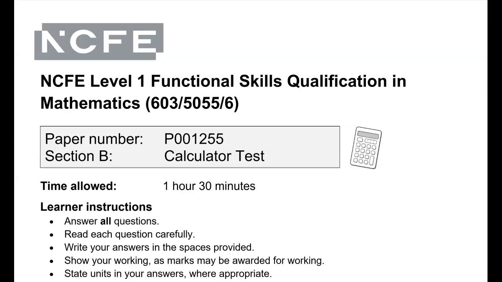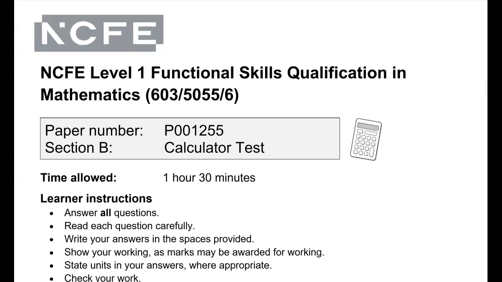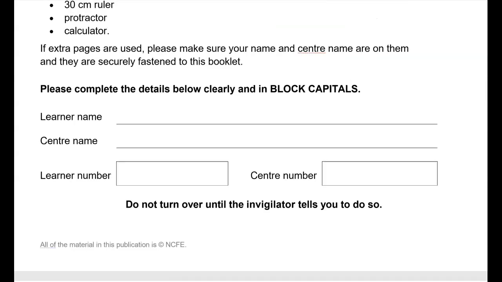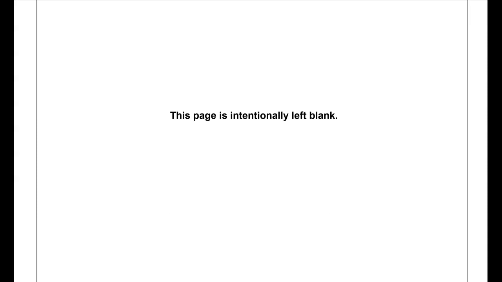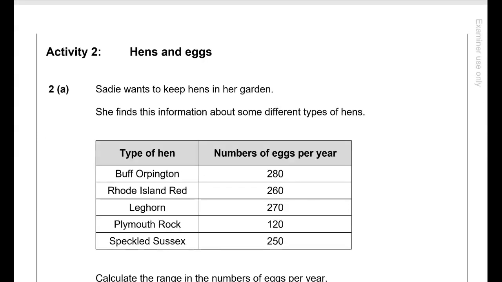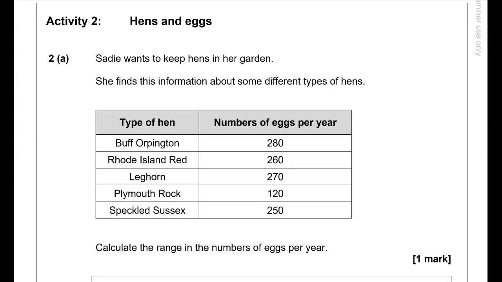This is the second part of a Level 1 Functional Skills Maths paper from NCFE. In this part you can use a calculator. Activity 2, Hens and Eggs.